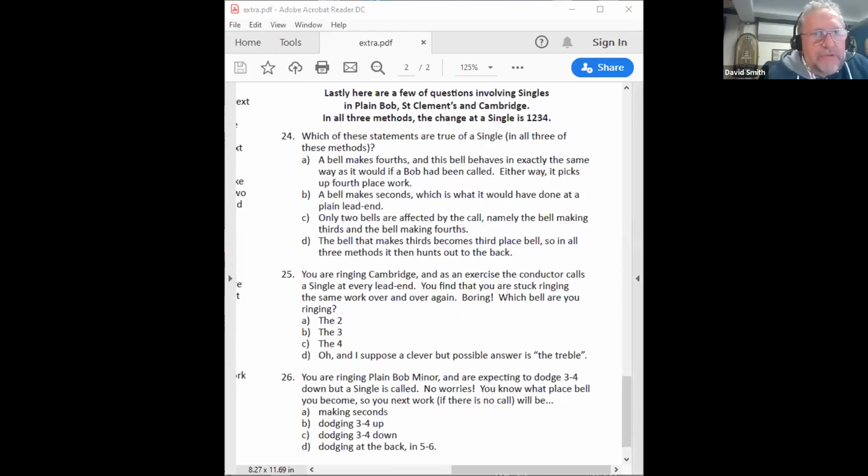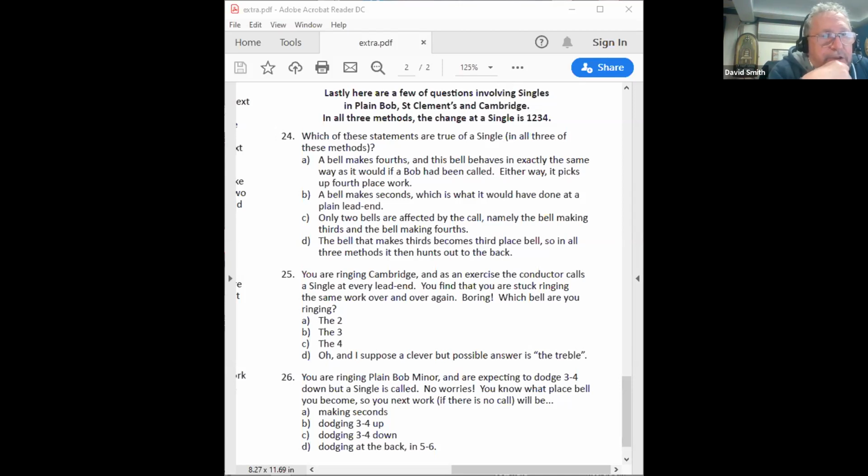Okay, let's finish up looking at these last questions about singles then. So I'm making the point here are some questions about singles, and we're talking about just these three methods. And because it needs saying, in all three methods, what happens at a single is that the change is 1, 2, 3, 4, meaning the bell leading, obviously the treble, stays there, the bell in 2 stays there, the bell in 3 stays there, the bell in 4 stays there, which leaves 5 and 6 to swap. So which of these statements are true for a single in all three of these methods?